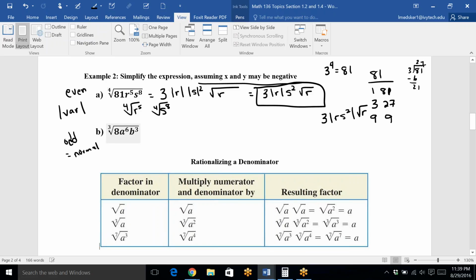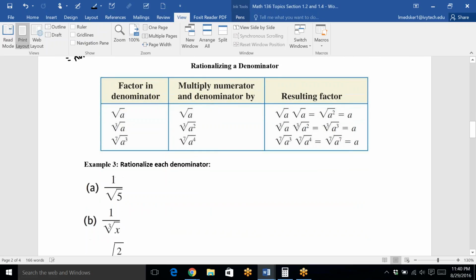All right, for this one we shouldn't need to do anything with absolute values because this is an odd root. So the cubed root of 8 is 2. It's a perfect cube. 3 goes into 6 exactly 2 times, so that means there's 2 groups of 3 in the A's. 3 goes into 3 once, so everything actually comes out of the radical in this one.